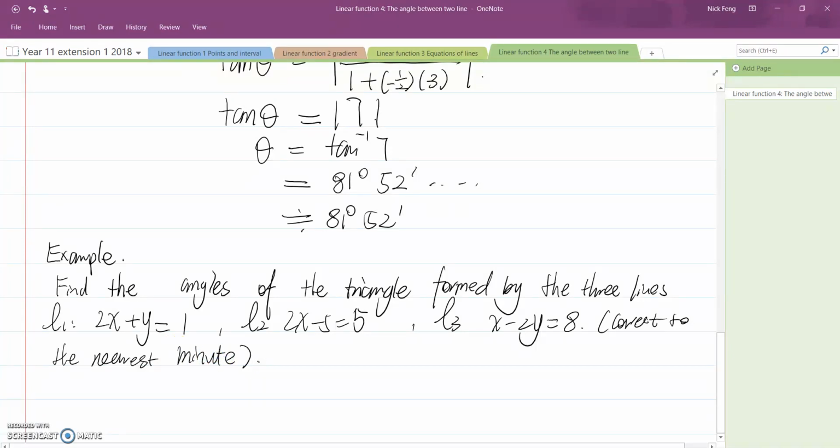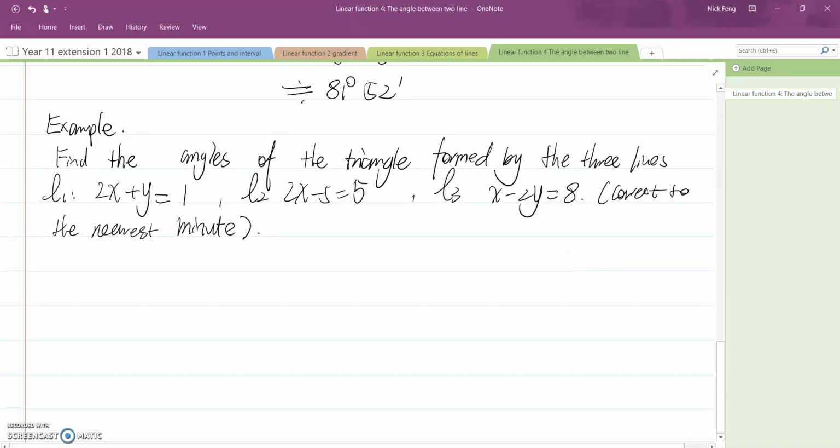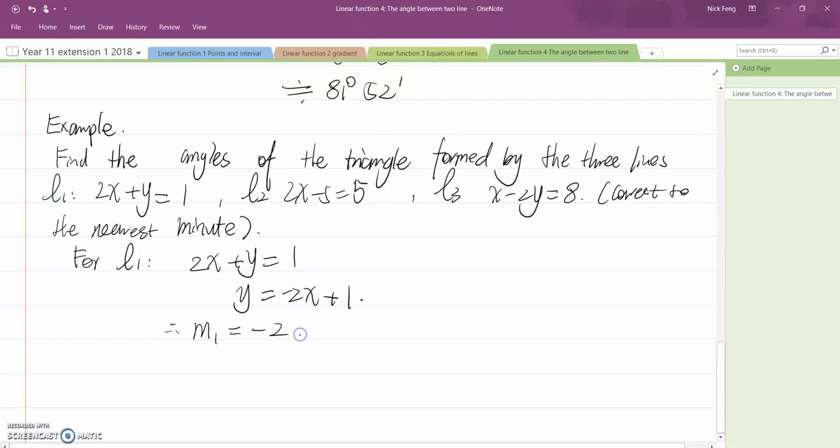Okay, so let's take a look. First of all, before we do any formula or put it into anything, the very first thing we need to do is to find out the gradient of each of the lines. So for L1, 2x + y = 1, y = −2x + 1. Remember, gradient-intercept form. Therefore, m1 equals −2.